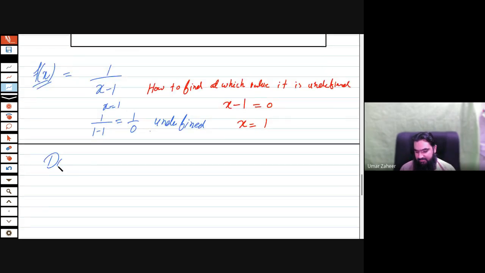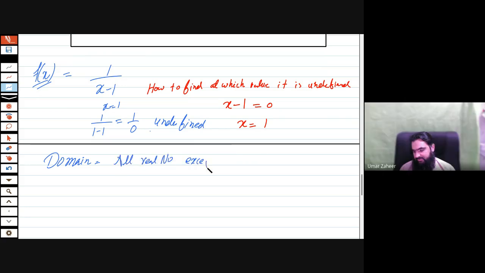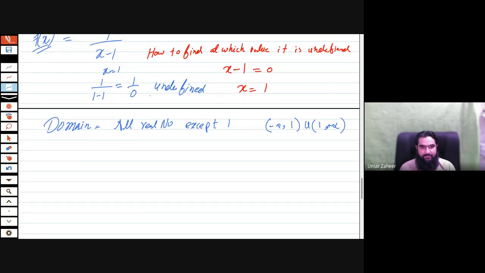So the domain is all real numbers except 1. If you want to write it in set form, it is negative infinity to 1, union 1 to positive infinity. Yes, everyone? Any question up to here?